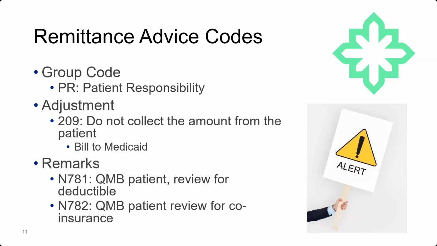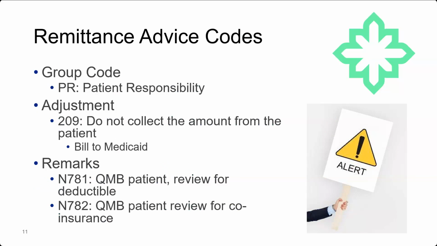Now someone said, but don't collect the amount. Why are you giving us that? Because we still have to apply to deductible, right? We still have to apply to co-insurance. That's what the remarks codes are saying. What the adjustment is saying is don't collect this amount. Instead, bill Medicaid because they're a QMB patient.